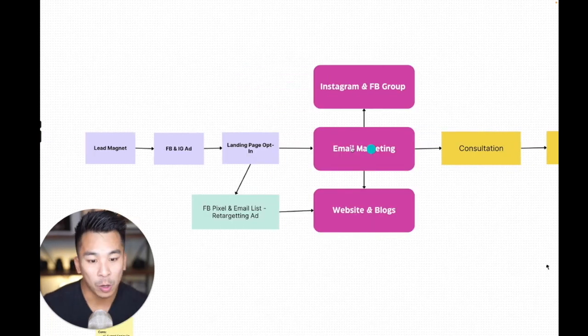On top of that, we have our email list. We have people who have visited our landing page and our blogs. We have all this data and we're able to create a custom audience with that data. And we can start running retargeting ads right in front of those people who have been on our landing page, our website, and who are on our email list.